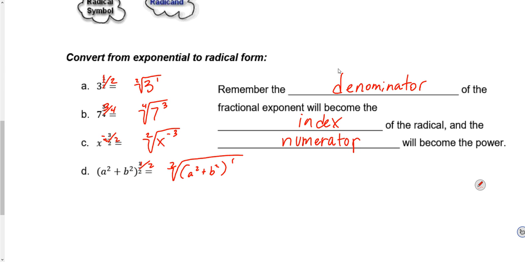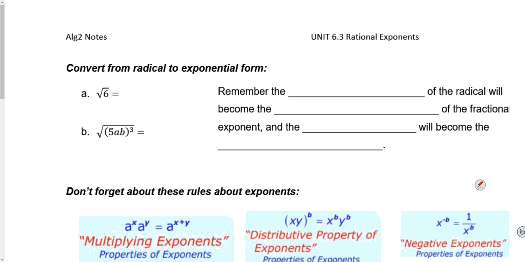If you guys will turn the page, the next page has radical back into fractional or exponential. And the only reason I'm doing this is because the instructions on your assignment are going to say to switch it first and then simplify it. So we're doing how to switch back and forth. So now we're going from radical to exponential. So remember that when you have the radical, the index of the radical is going to become the bottom of the fraction.